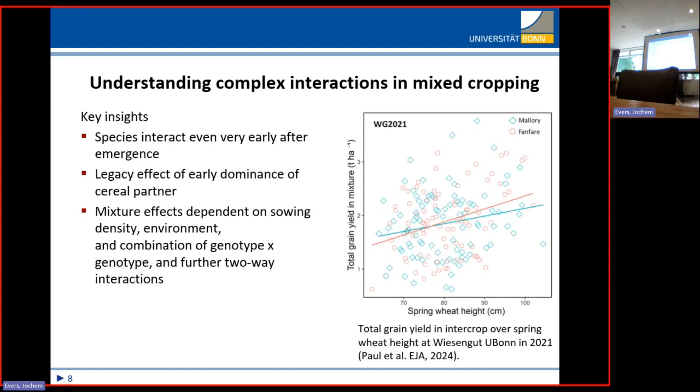So this very early, shortly after emergence, at least in this full mixture, we have a legacy effect. And if you have an early dominance of the cereal partner, he or she gets stronger and stronger and suppresses more and more the legume.